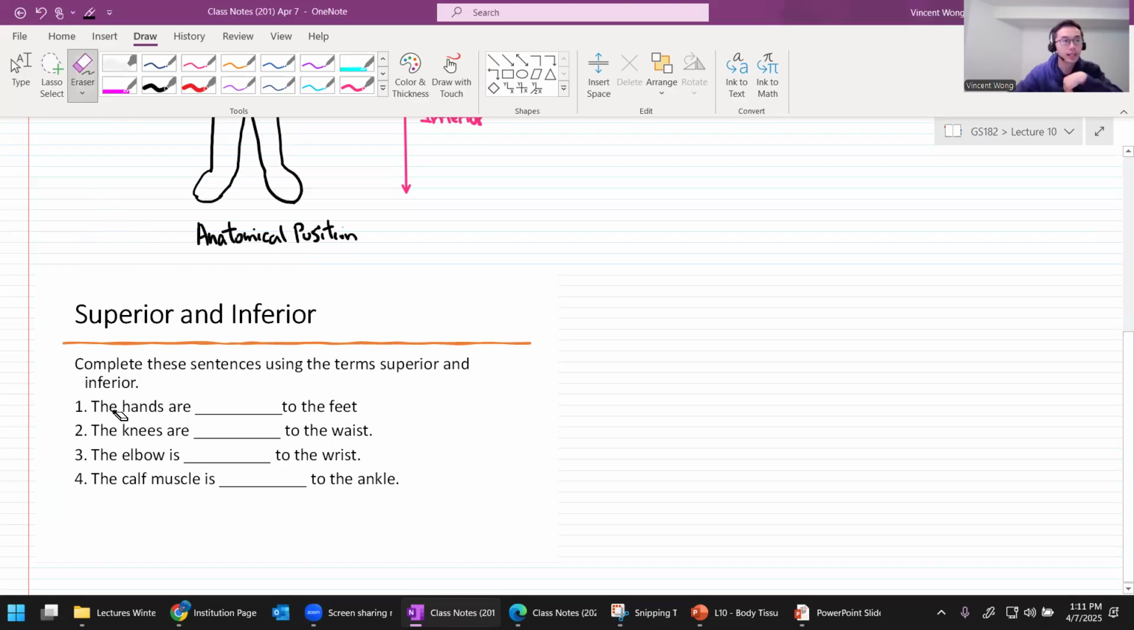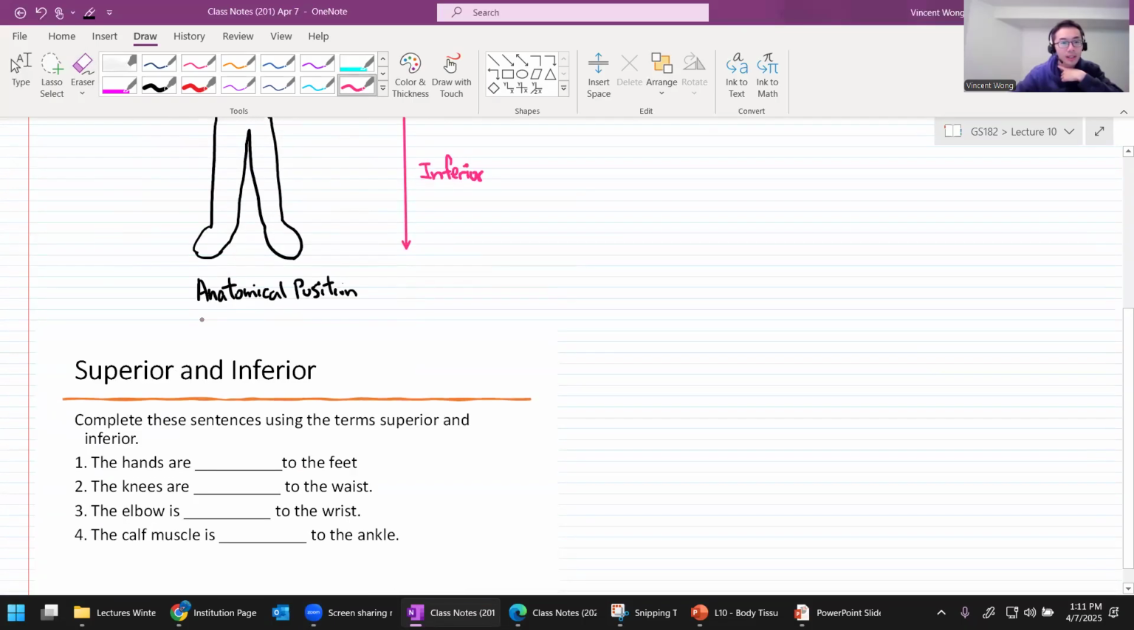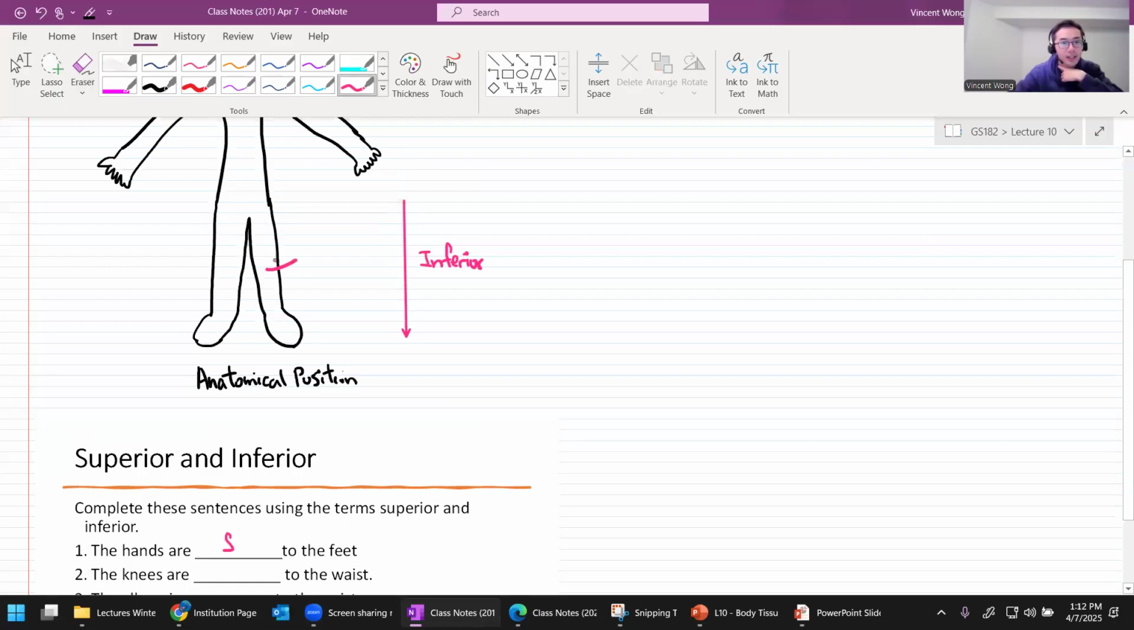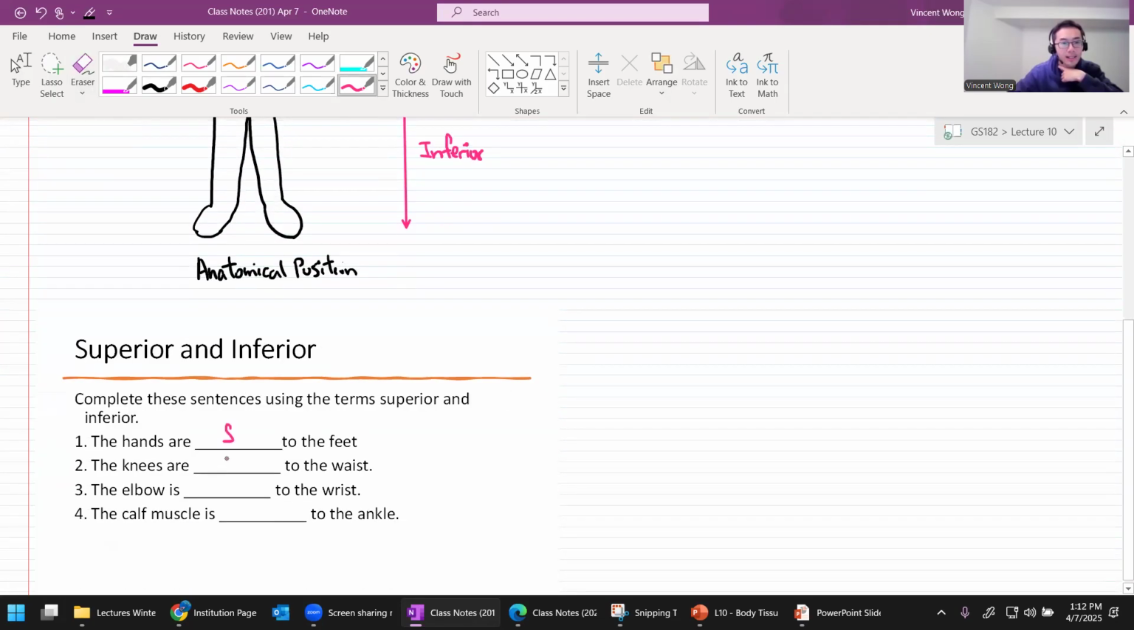Okay, let's take them up now. The hands compared to the feet. Well, your hands are right here and your feet are right here, so hands are superior to the feet. I'm just going to put S here, for superior. What about the knees and the waist? Knees are here, waist is here. So the knees are going to be below the waist. That's inferior.